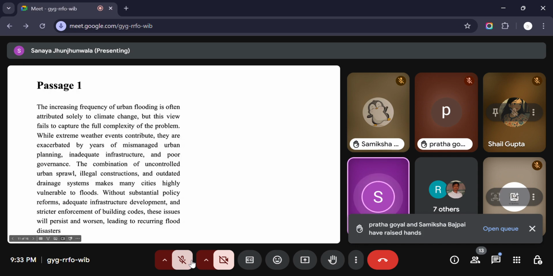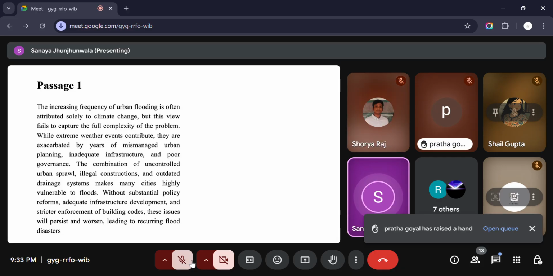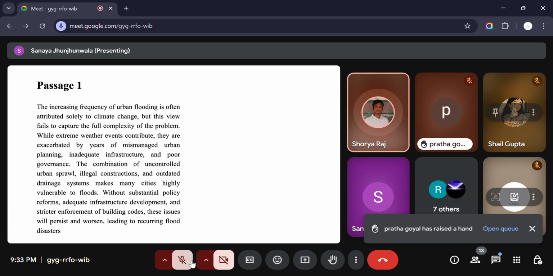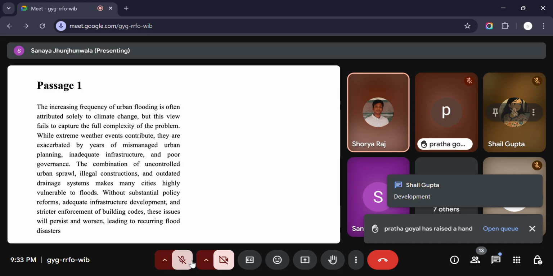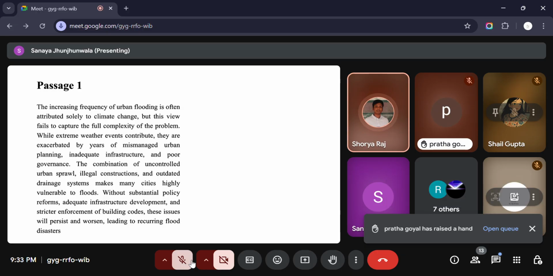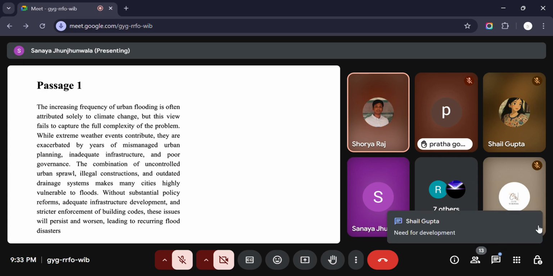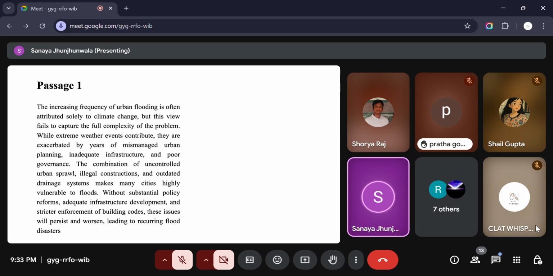Chalo, guys. Let's discuss the passage एक बार. Before I show the solution, can someone tell me what the main idea is? Ma'am, main idea can be floods are more increased due to the mismanaged urban policy and inadequate infrastructure development. Yes, that is one of the sentences that captures the idea, but main idea नहीं है.